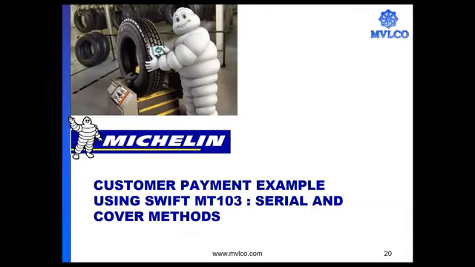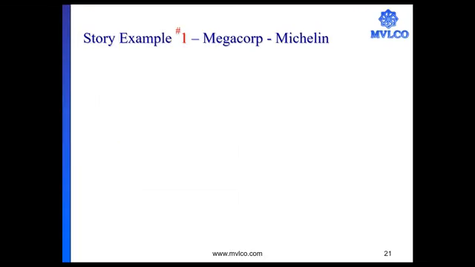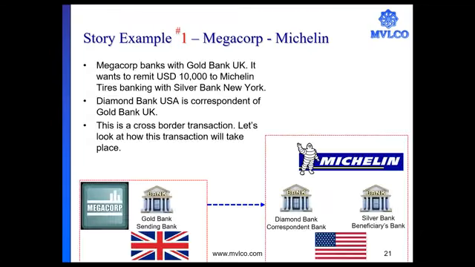Now I'm going to explain 2 more mechanisms under MT103, which is MT103 serial method of payment and MT103 cover method of payment. To explain both of them, in fact, I'm going to use an example. We have got 2 companies, Megacorp and Michelin. This is going to be a cross-border payment. Megacorp banks with Gold Bank in UK. It wants to remit an amount of $10,000 to Michelin Tires banking with Silver Bank in New York.